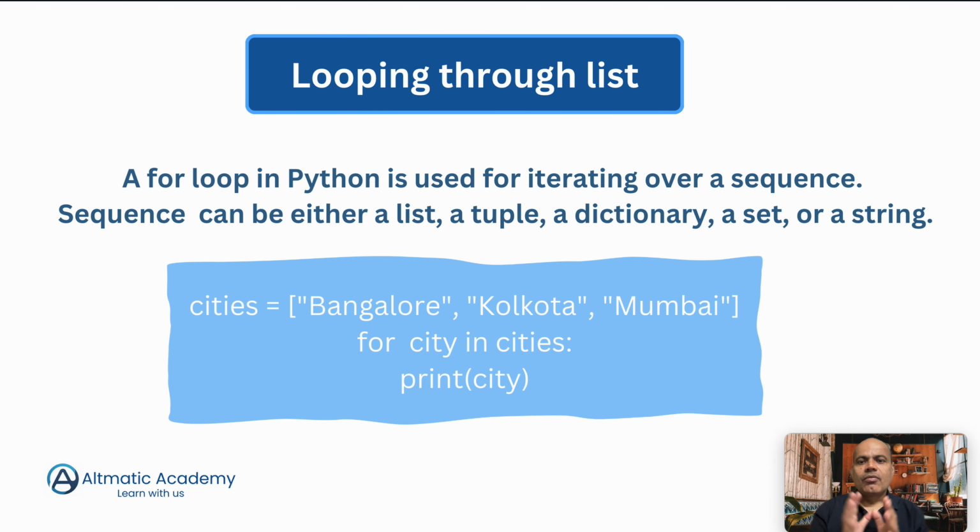Now next, looping through a list. When we were studying about the data types, we already learned what a list is. A list is enclosed between square brackets and the values can be numeric or string. We can use a list, tuple, dictionary, set, or a string. We have talked about the string. In the example, you can see the cities Bangalore, Kolkata, Mumbai, and what I'm doing is for city in cities, print city. So from this list, I'm extracting one element of the list at a time and printing the city.